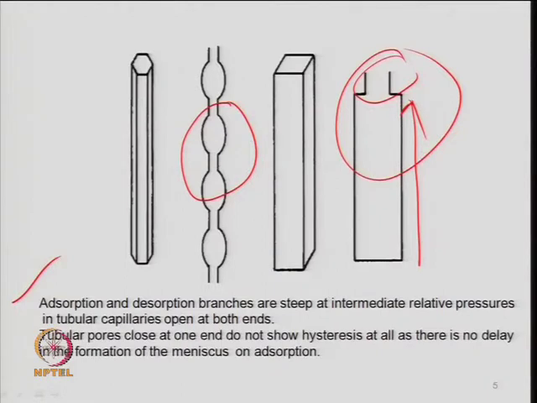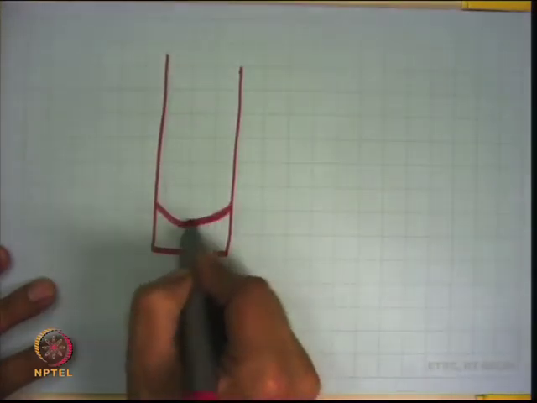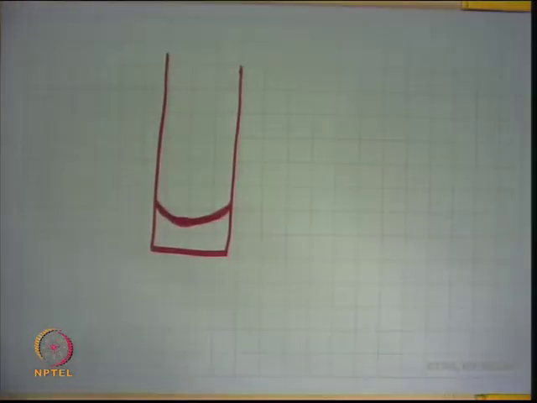These are open from both ends, because this comes at an intermediate pressure where the hysteresis is observed, right. The tubular pores closed at one end do not show hysteresis at all, as there is no delay in the formation of the meniscus on adsorption, right. So, this desorption is related to the curved structure which is formed on the surface. When there is a pore which is closed at this end, you will have a kind of meniscus. In an open pore you will not have that kind of meniscus, it delays. If the pores are closed from one end, you will not get any hysteresis.